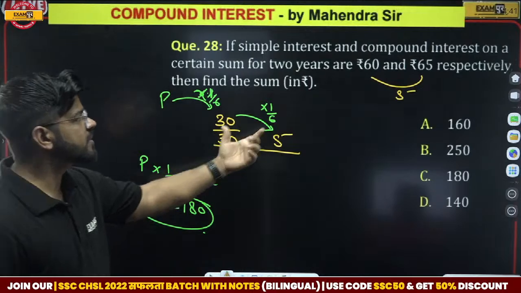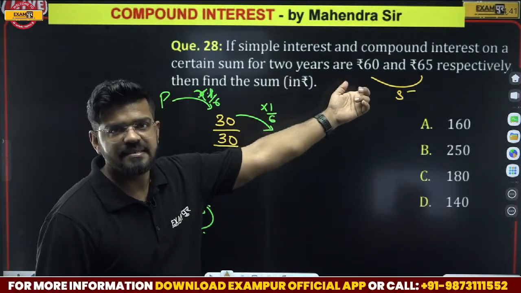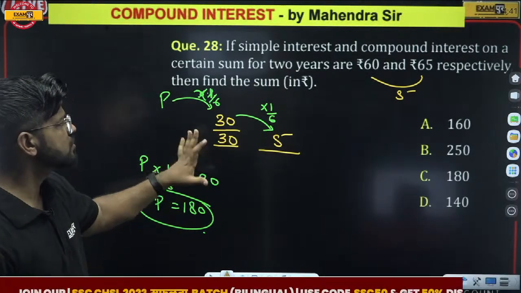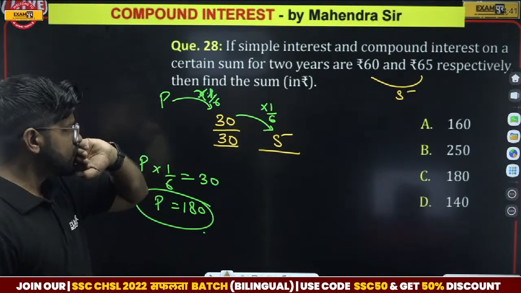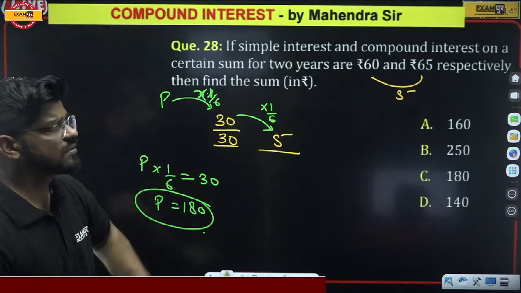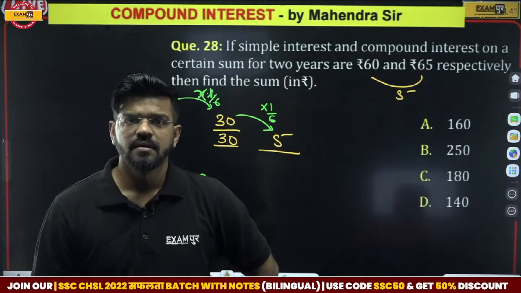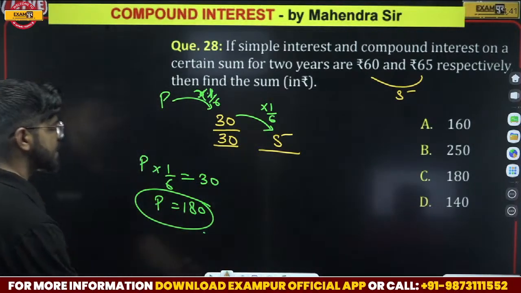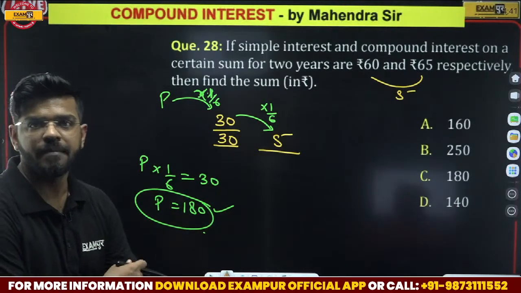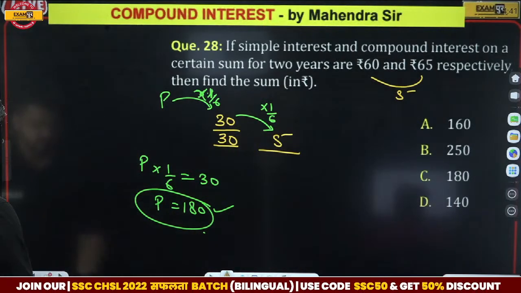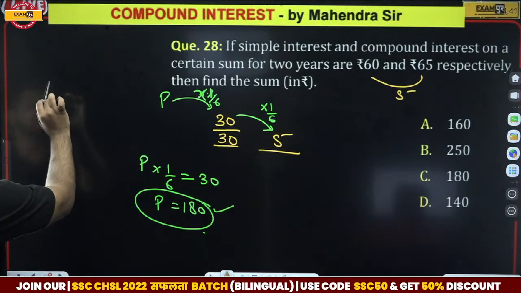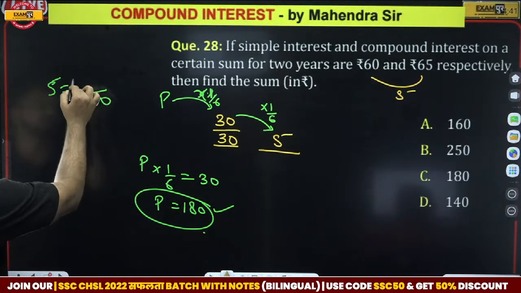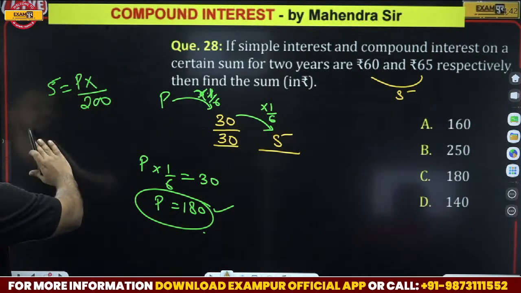Slab method, okay? You know that the 2-year SI is 60, that means the 1-year SI is 30. This is one thing you can do. What is the other thing you can do? You can do it directly. Okay, so this is how we got my P. Clear? So we can say 5 upon 200 and we have 5.